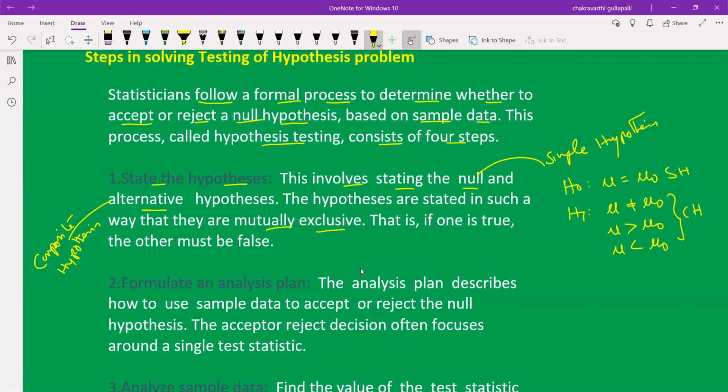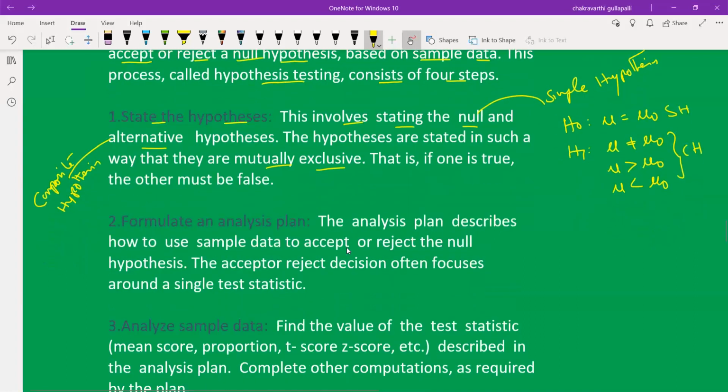First of all, you have to set up the null hypothesis and alternative hypothesis. Read the problem carefully. So this is very, very important. Based on your subject knowledge, and using the statistical hypothesis techniques and theory of estimation techniques, you have to prepare the null and alternative hypothesis.